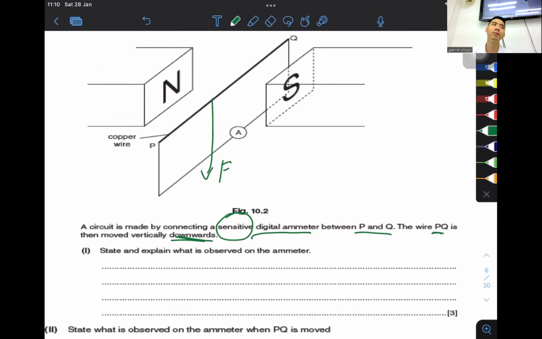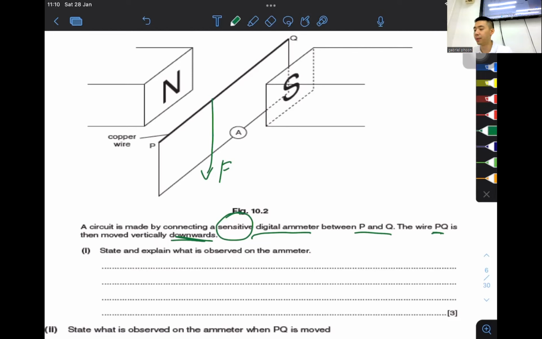It will, sorry, the ammeter will not generate current. The current is the one that causes the ammeter to do what? To what? You're supposed to mention the ammeter deflects, right? It is due to the fact that there is current flowing, right?